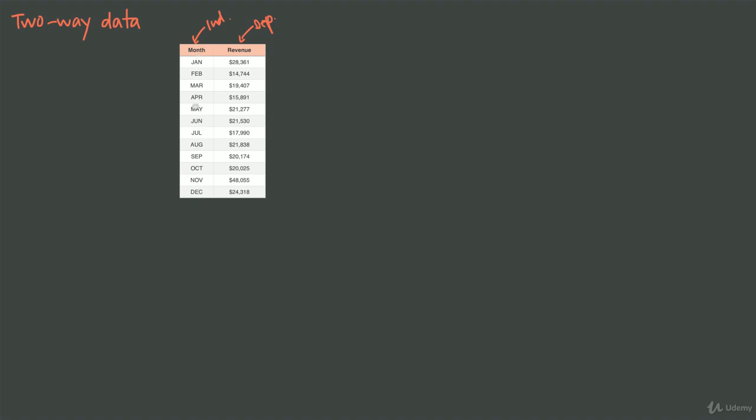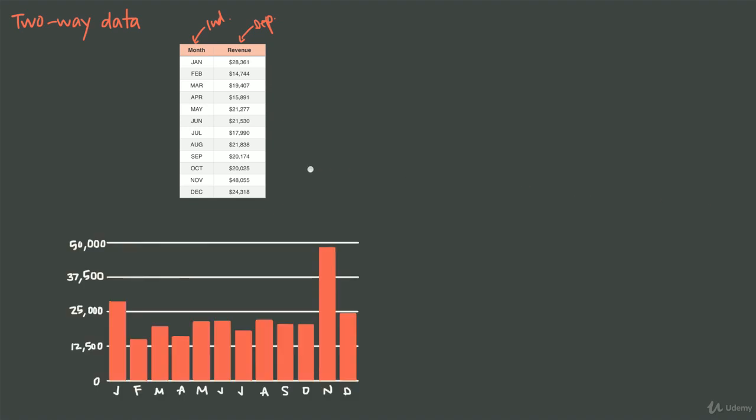So previously we had referred to the month as the individual and revenue as the variable, but we can also call the month the independent variable and the revenue the dependent variable. And we also already know how to graph data in a one-way table. So for example, if we made a bar graph for this data, it would look something like this.